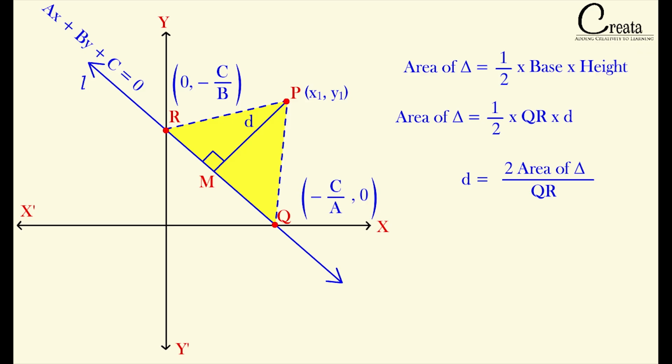So basically, if somehow we get the area of this triangle PQR and the distance QR, then we can get the value of d, that is the distance between the point and the line.